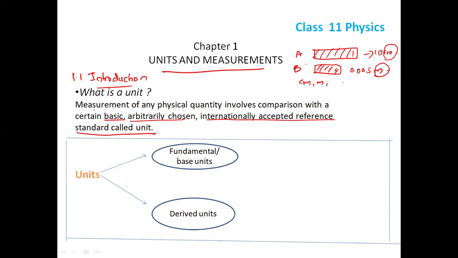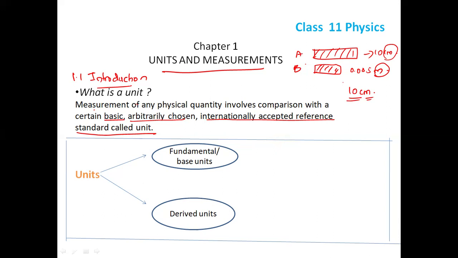So basically, if you want to compare two things, you have to compare them with a certain basic, arbitrarily chosen, internationally accepted reference standard, and that is called a unit. A unit will be associated with some number like 10 or 5 or whatever, and that particular unit will always be there.